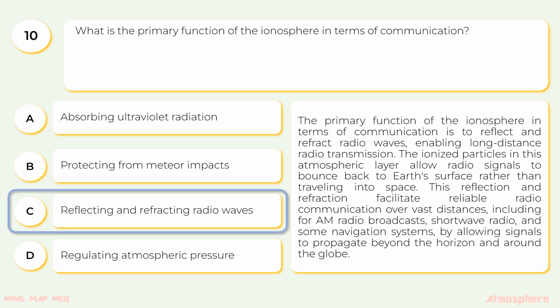radio transmissions. The ionized particles in this atmospheric layer allow radio signals to bounce back to Earth's surface rather than traveling into space. This reflection and refraction facilitate reliable radio communication over the vast distances, including for AM radio broadcast, shortwave radio and some navigation systems, by allowing signals to propagate beyond the horizon and around the globe.